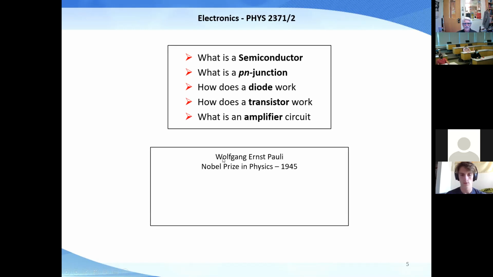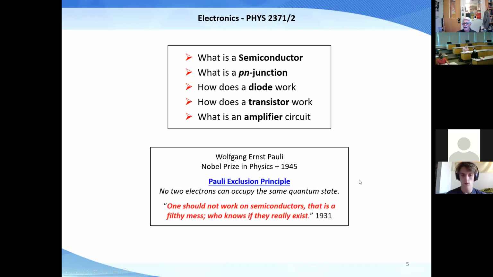I'd just like to throw this in. You've probably all heard of the Pauli exclusion principle, right? Wolfgang Pauli received the Nobel Prize in 1945. He came up with the exclusion principle: no two electrons can occupy the same quantum state. Okay, it's basically position, energy, and so on. But here's a quote he came up with in 1931. Okay, that was the beginning of quantum mechanics.